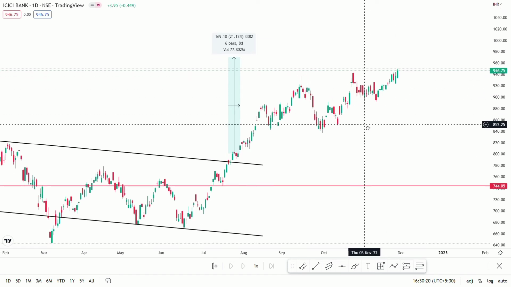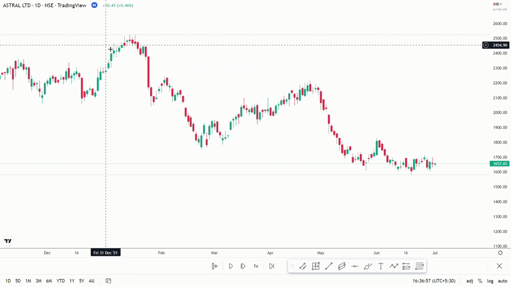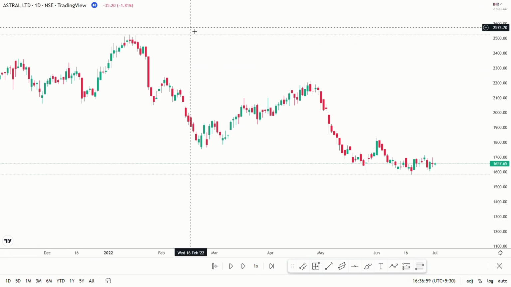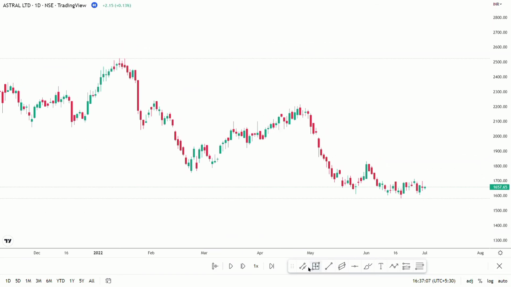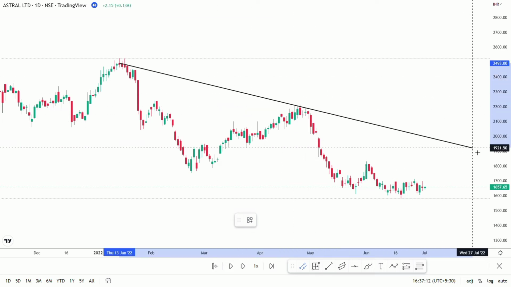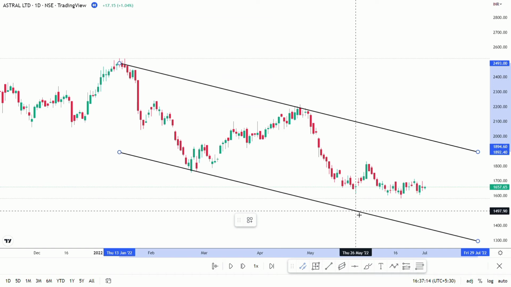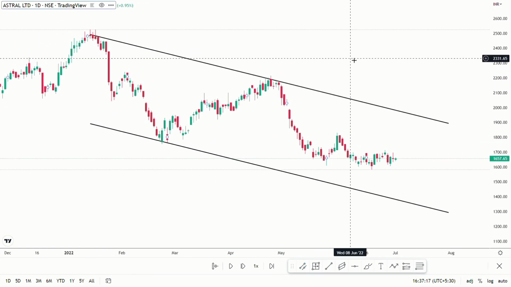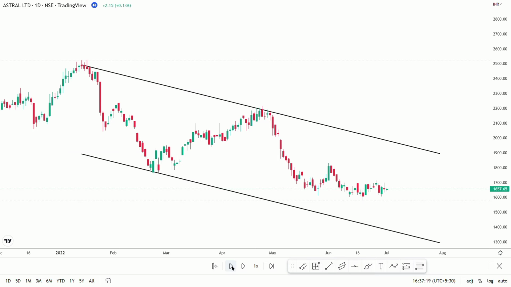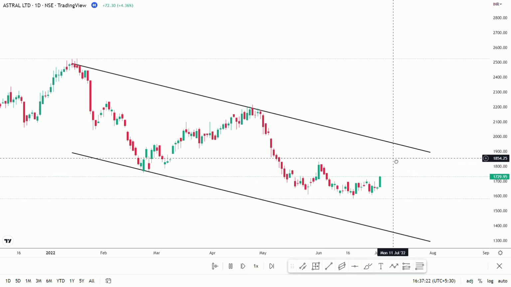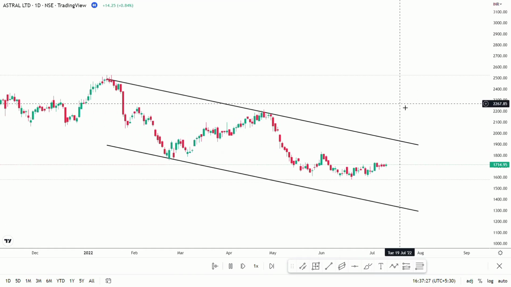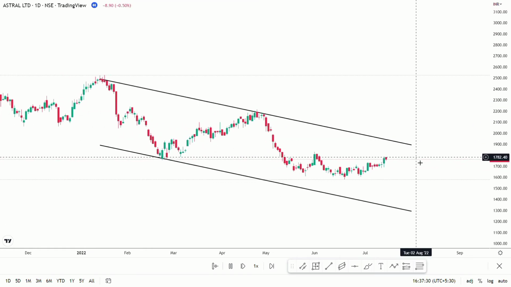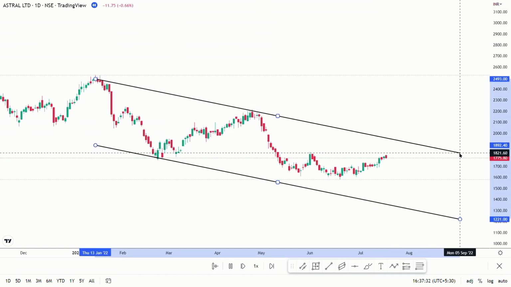So this is another example of a stock, whose name is Astral. I already shared this stock in my update. As you see, this stock has formed a channel pattern from the first point to the last point here. Okay, so this is a very simple channel pattern. Let's see when to enter and when to exit. So as of now it has not broken.